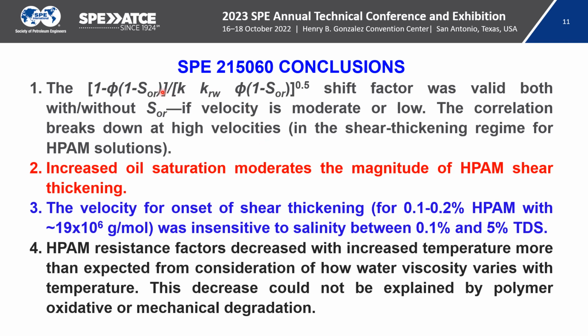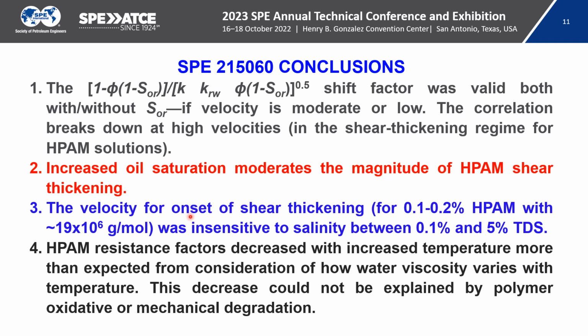So to get to my conclusions, we found that the standard square root of permeability over porosity model, or shift factor, that we've been assuming in our polymer flooding and chemical flooding simulations over the past 50 years, was valid both with and without the presence of oil if the velocity is moderate or low. But we find that the correlation breaks down at high velocities in the shear thickening regime for polyacrylamide solutions. We found that increased oil saturation moderates or decreases fairly significantly the magnitude of polyacrylamide shear thickening in the high velocity shear thickening region.